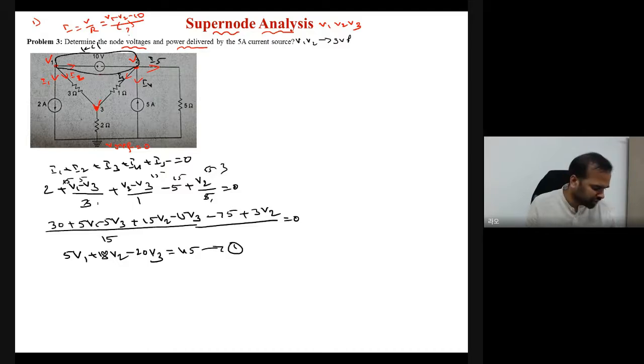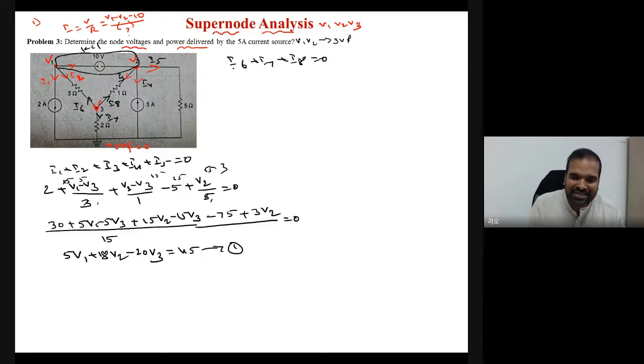This is my equation 1: 5v1 plus 18v2 minus 20v3 equal to 45. So this is the equation I get after applying KCL at my super node. Now see, can I apply KCL at V3? Of course I can apply KCL. Now you need to consider that before applying, current is leaving through each branch. So here we have considered I5, therefore this is I6 and this is my I7 and this is my I8. So if I apply KCL at V3, I can write I6 plus I7 plus I8 equal to 0.